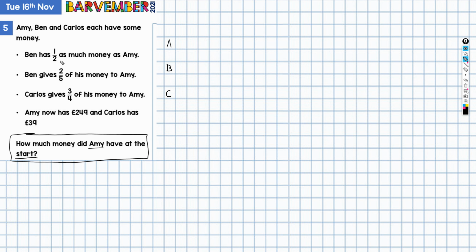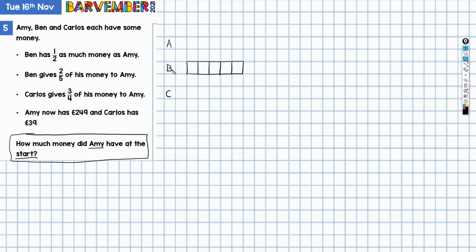Ben has half as much money as Amy. Well, okay. So what I could do is give Ben 1 unit and Amy 2 units. However, I've noticed this bit here. Ben gives 2/5 of his money to Amy. So I'm going to draw a bigger base unit for Ben, one that I can subdivide into fifths. That's going to make my drawing easier. So I'm just going to use the squares that I've got here to help me. And that's going to be what Ben has at the beginning.